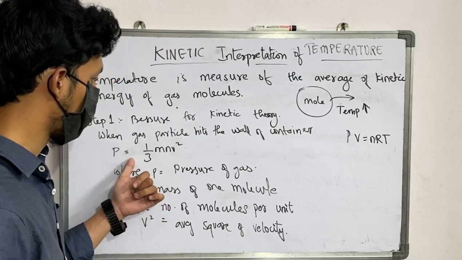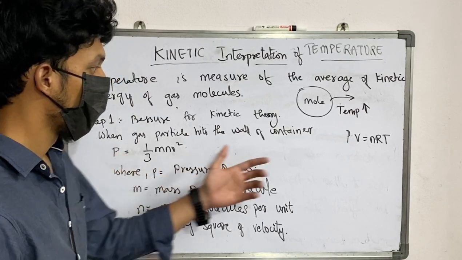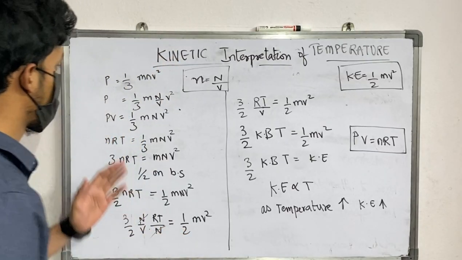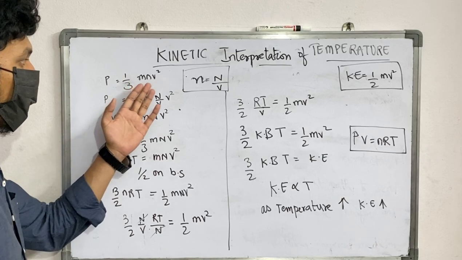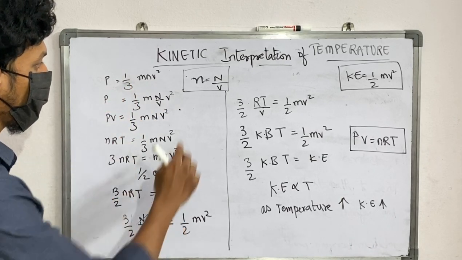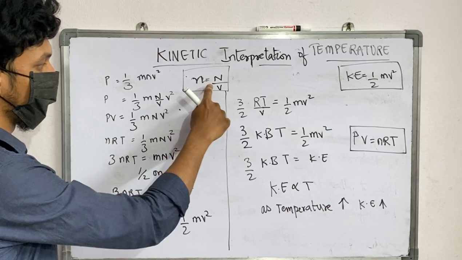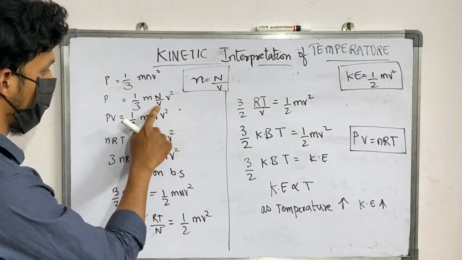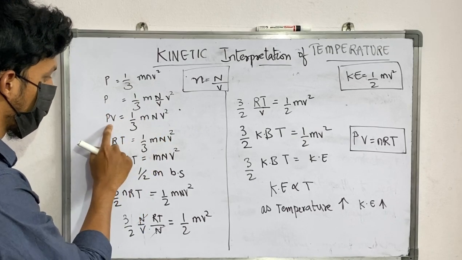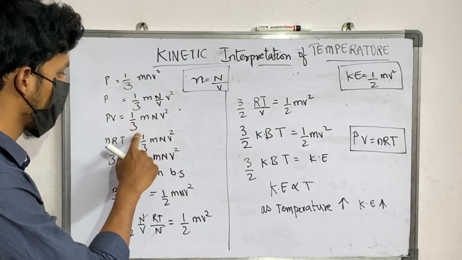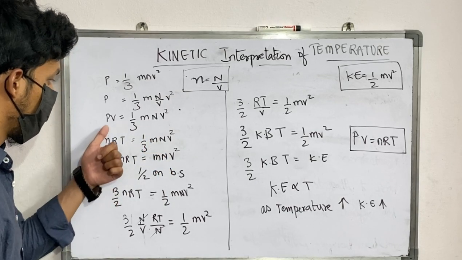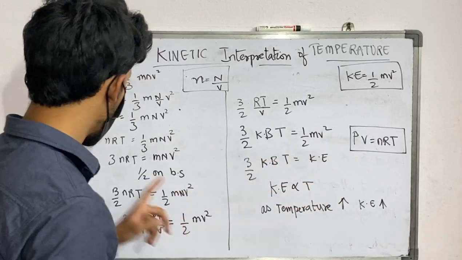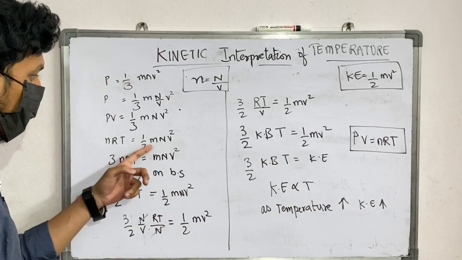After this, using this formula, we need to apply here PV is equal to nRT, and we solve it further. We move further as P is equal to 1 by 3 mnv square, where we substitute this small n is equal to capital N by V. Capital N by V we have written here, and now we move this V this side, so it becomes PV is equal to 1 by 3 mnv square. Now this PV is equal to nRT is the ideal gas formula as I have written there. So nRT is equal to this thing.